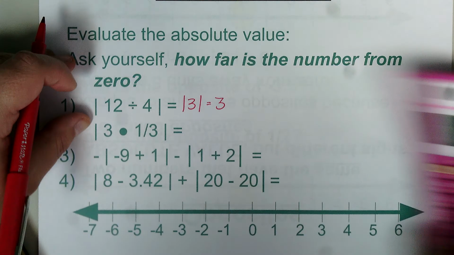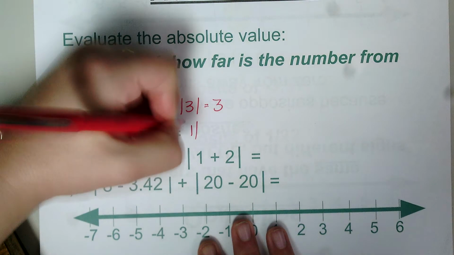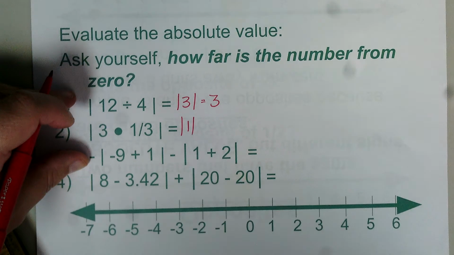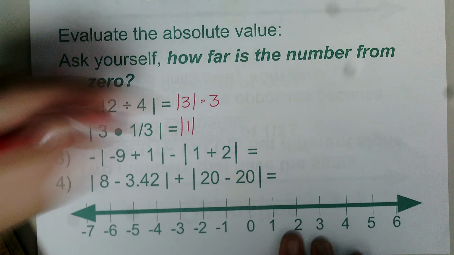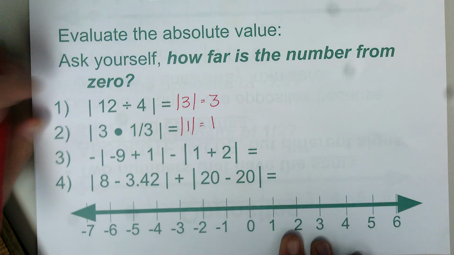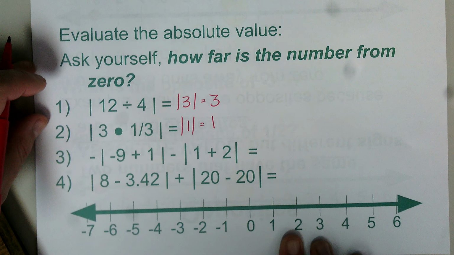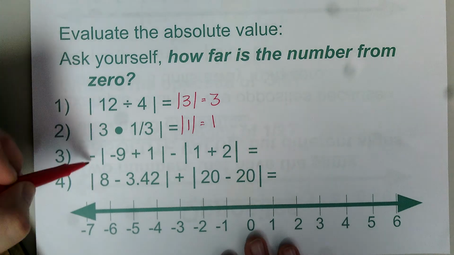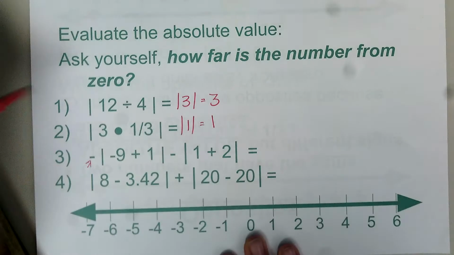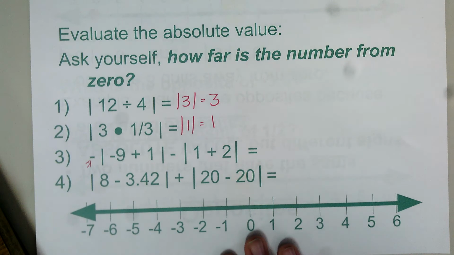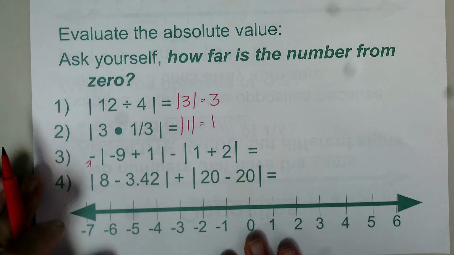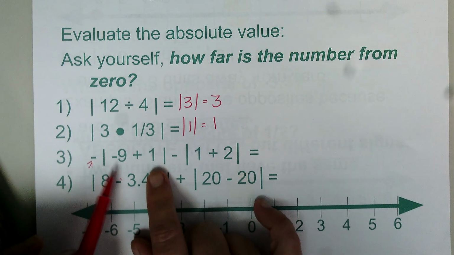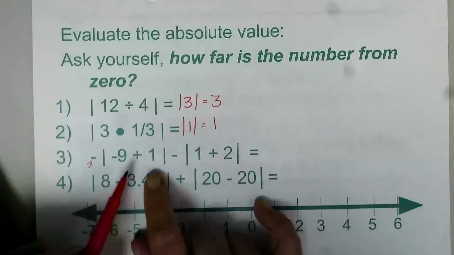So the absolute value of 1, how far is 1 away from 0? It's 1. Okay, let's look at number 3. Now there's something new here, just keep that in mind, but it's outside the absolute value marks, so we're not going to worry about it right this second, okay? Let's solve what's inside these absolute value marks, because they're kind of like parentheses too. You solve what's inside them first.